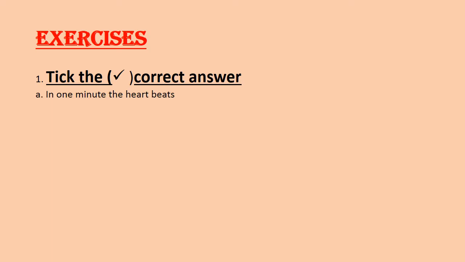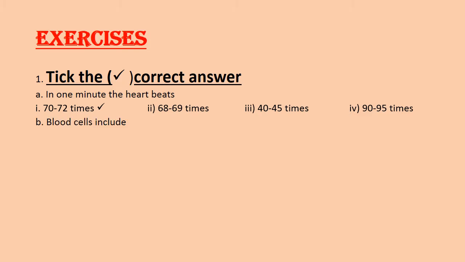Part A, in 1 minute the heart beats. Options are 70 to 72 times, 60 to 69 times, 40 to 45 times or 90 to 95 times. So students, in 1 minute the heart beats 70 to 72 times. So tick this. Part B, blood cells include RBC, WBC, platelets or all of them.